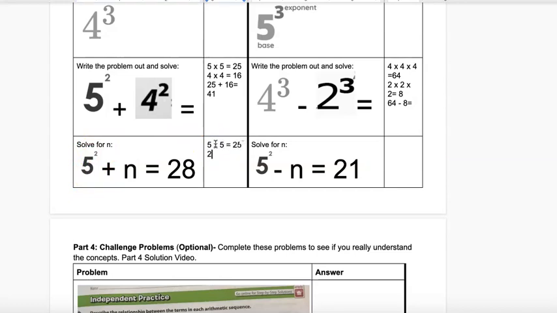Then I'm just going to rewrite this whole equation. So this is 25 plus the unknown equals 28. And now from there, I think you can figure out what number plus 25 will get you 28. And mentally you could think about it as 28 minus 25. And that will give you the value of n, which is 3. So n equals 3. Same thing here, solve the exponent, 5 times 5, and then rewrite it, and then try and see what n is from there. Good luck.